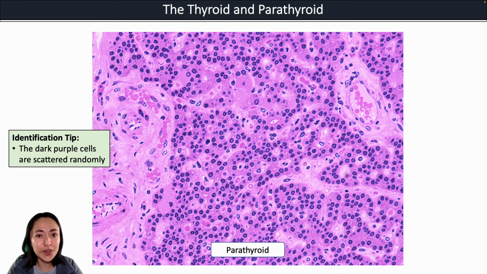So here we're looking at a close-up of the parathyroid gland, and what you can see here is that it pretty much consists of these dark purple cells that are scattered randomly throughout the tissue. The really dark purple areas are, of course, the nuclei within each of the cells. Here you can even see some blood vessels. Those are red blood cells within the blood vessels.